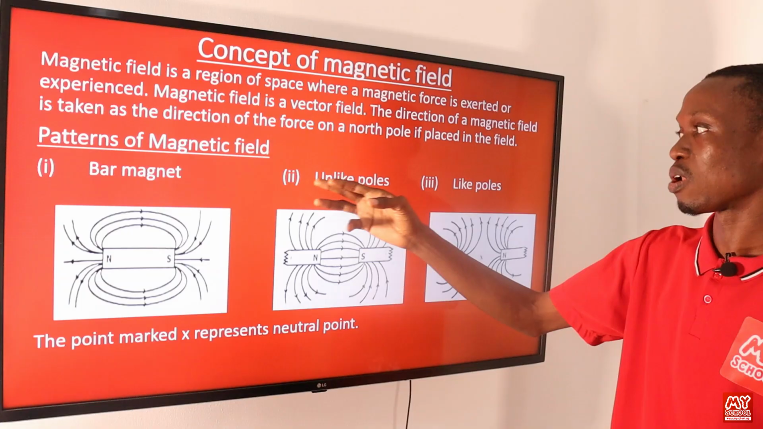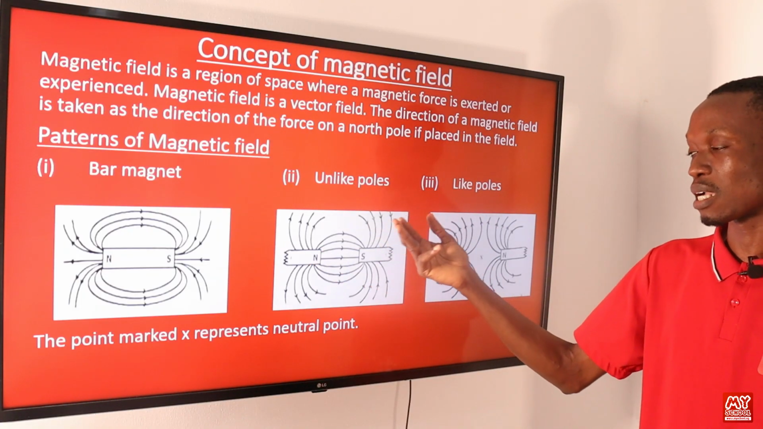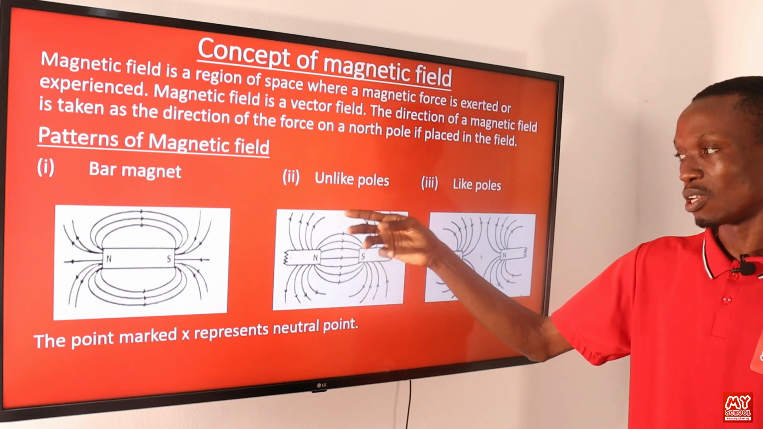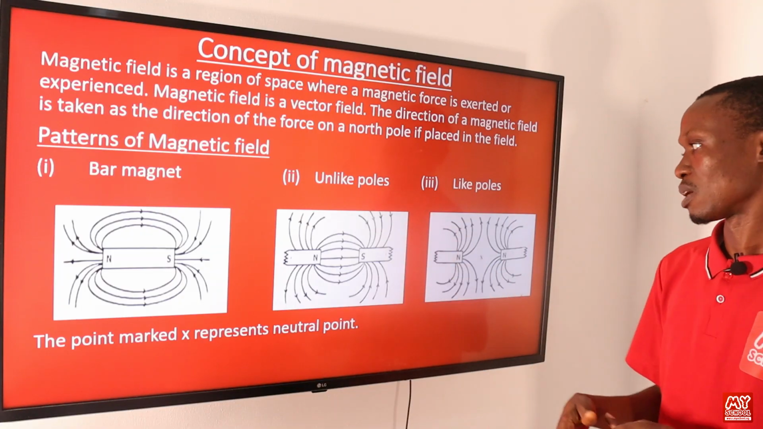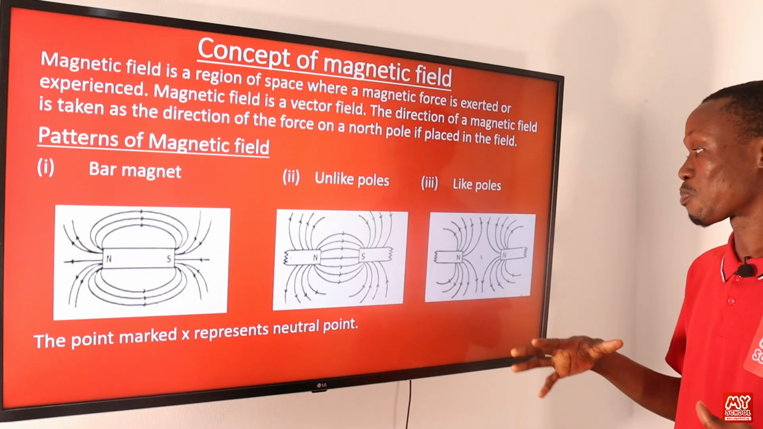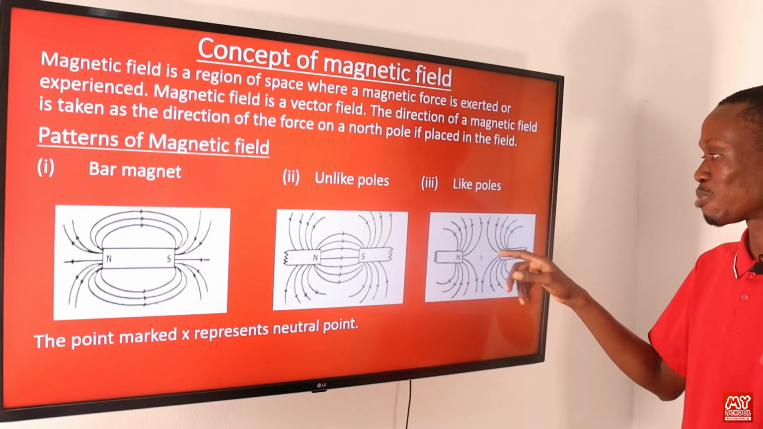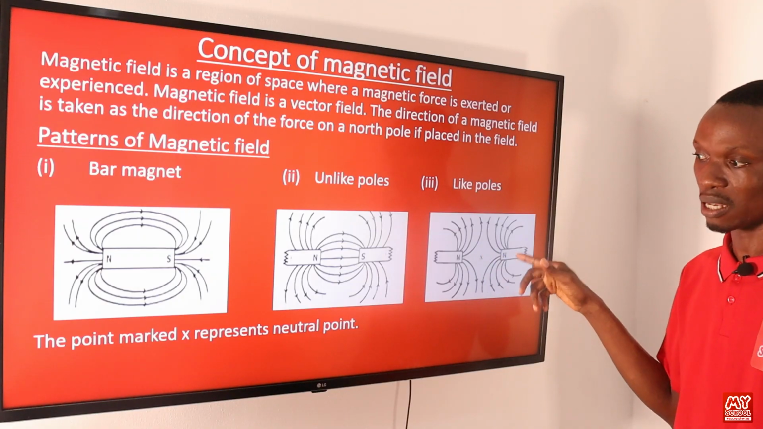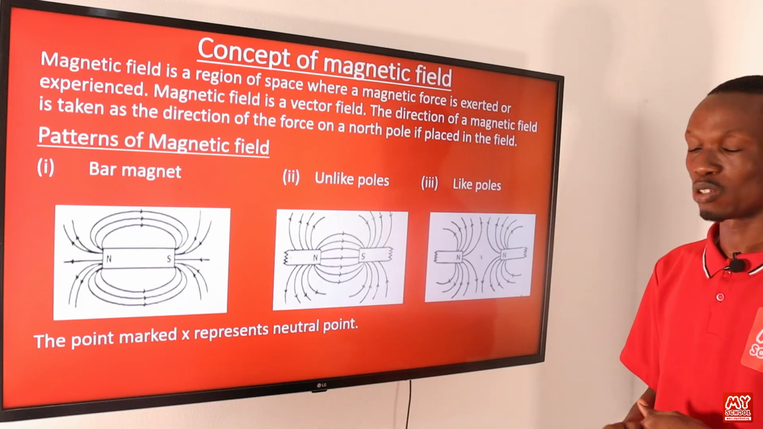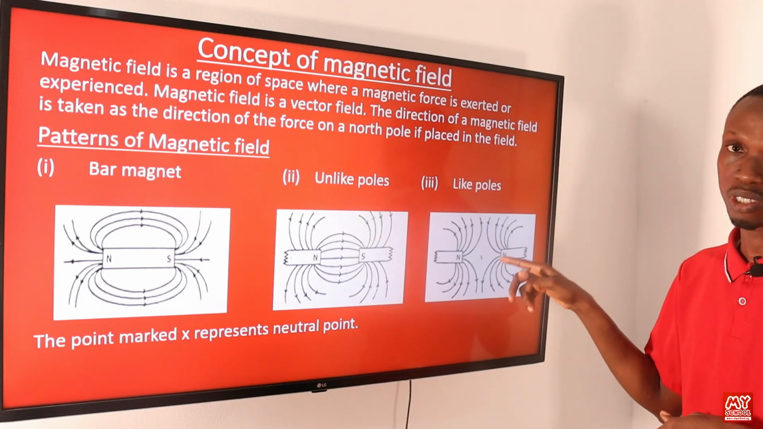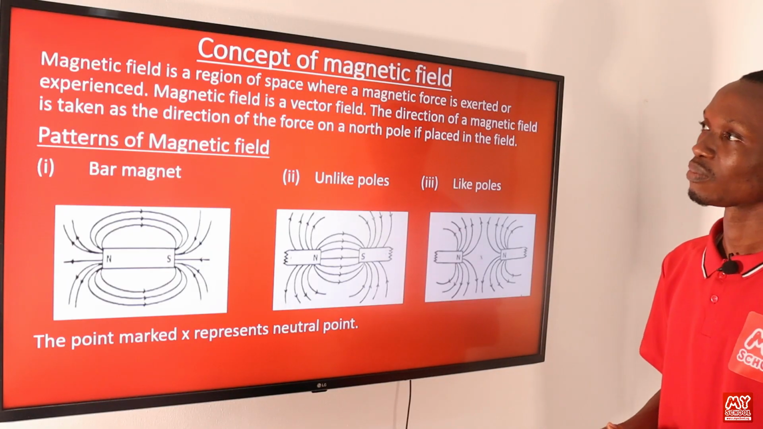The same thing for unlike poles: this is the north pole and this is the south pole. So the magnetic field also starts from the north pole and ends in the south pole. Then we also have like poles, when the two poles are the same, that is, you can have north-north or you can have south-south. In between them, you see a point marked X. That point is referred to as the neutral point. At this point, the net magnetic force is 0. So just take note of that. Let's move to the next slide.